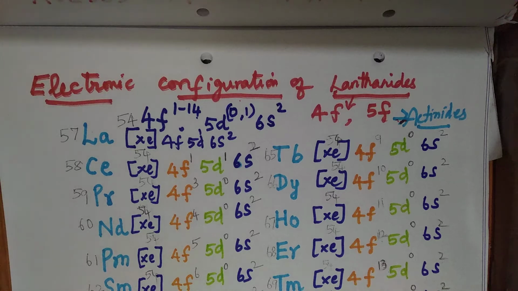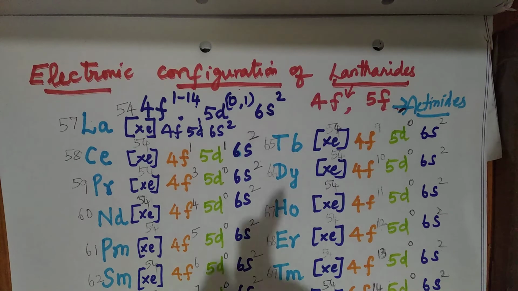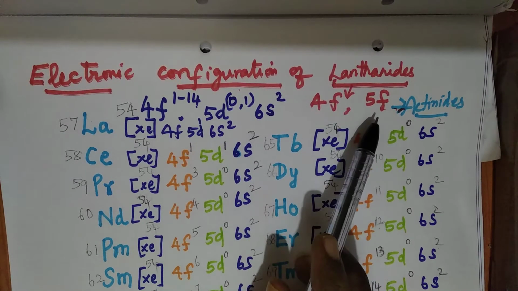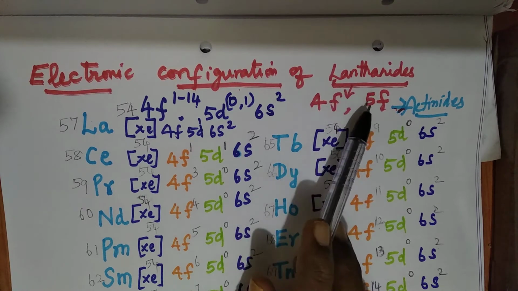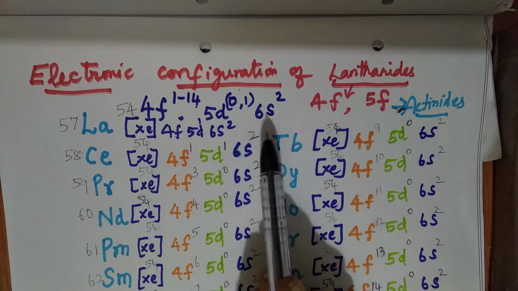So students, let us go through the electronic configuration of lanthanides. That is 4f elements, 4f block elements. The 4f block elements are called lanthanides. 5f block elements are called actinides. Let us go through quickly once.